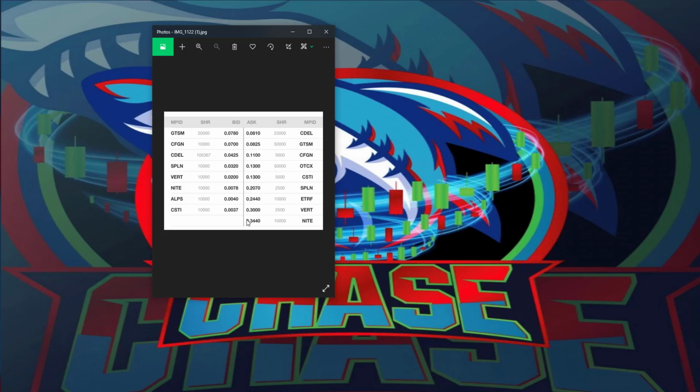But low floats like this, they can go at any point. So if they get news, they get volume, this is just going to get cleared, and then if this gets cleared, this is your next line right here, and then it's just going to keep ripping.